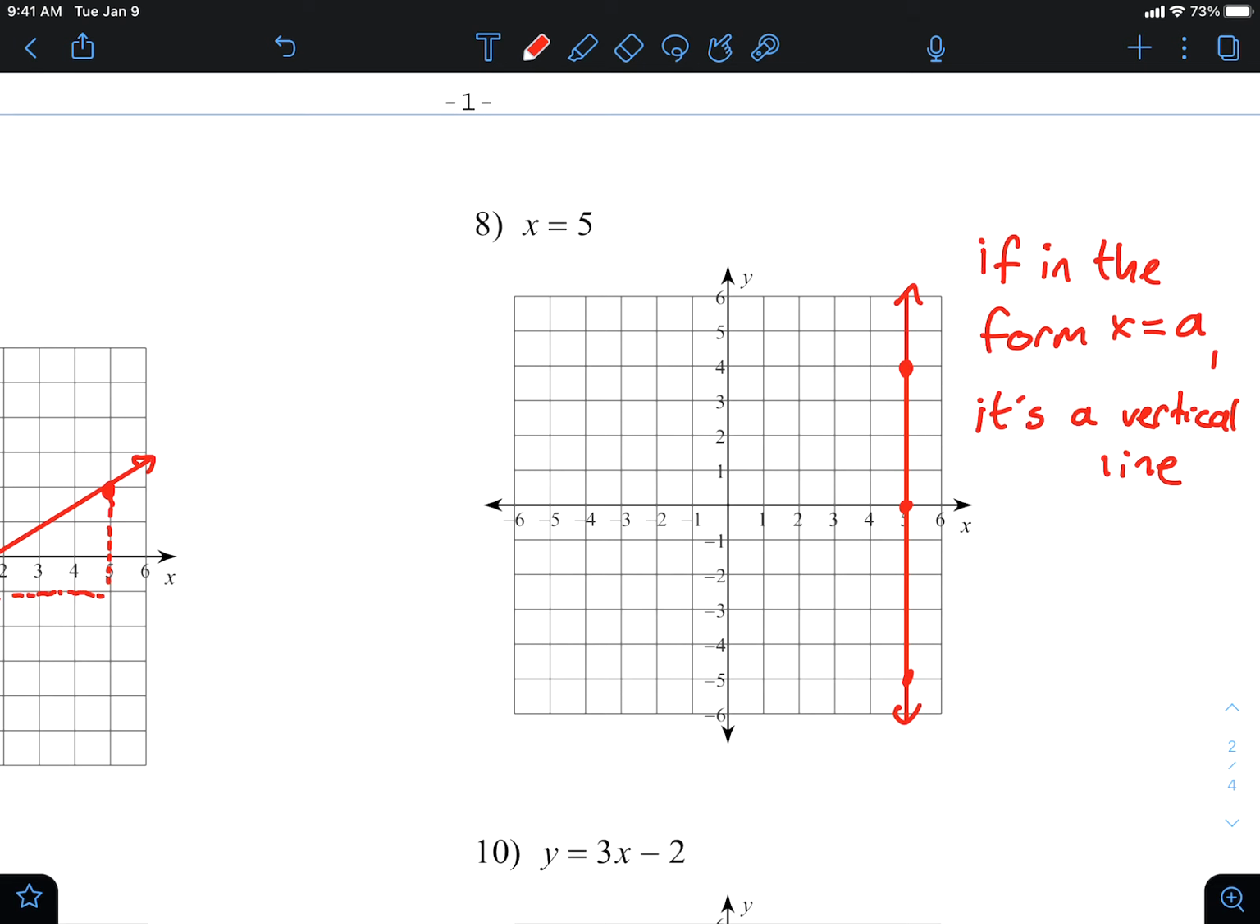Okay, so if we have something that's of the form y is equal to something, that's a horizontal line. If we have the form x is equal to something, that's a vertical line. Anything else, we're going to have some amount of slope, either going upwards or going downwards.